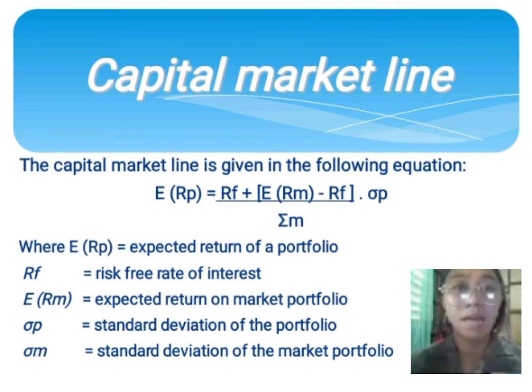Capital market line. The capital market line is given in the following equation. The expected return of the portfolio equals the risk-free rate of interest plus the expected return on the market portfolio minus the risk-free rate of interest, times the standard deviation of the portfolio over the standard deviation of the market portfolio. So the capital market line shows that the return from a portfolio depends upon the risk-free rate, reward per unit of market risk, and total risk of the portfolio. The higher the risk, the higher will be the expected return.